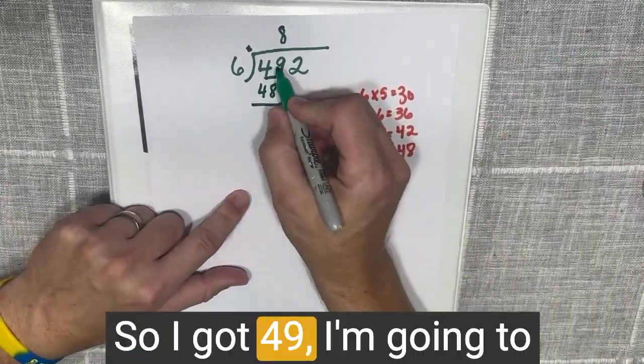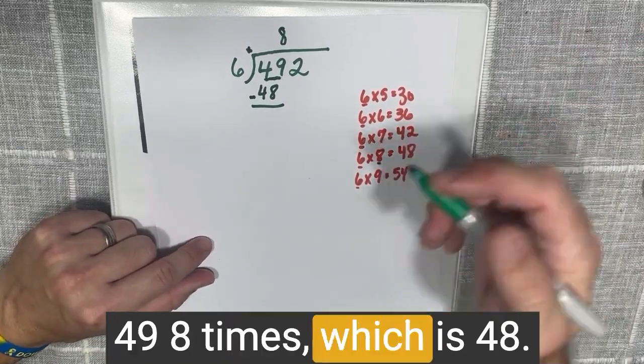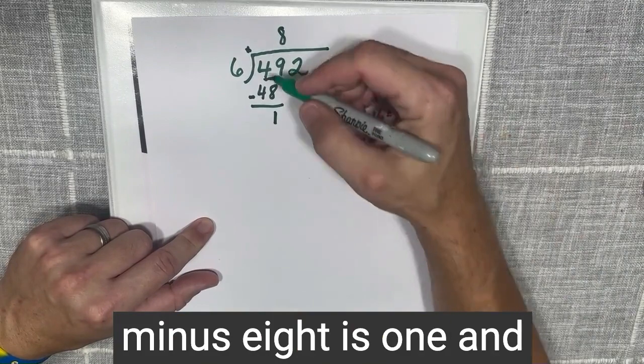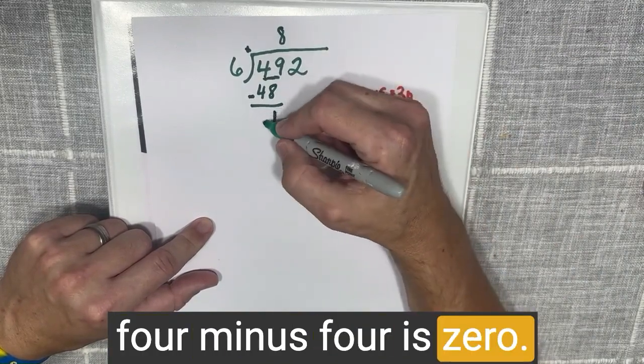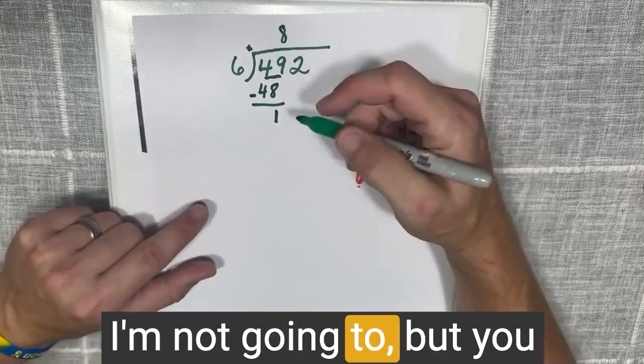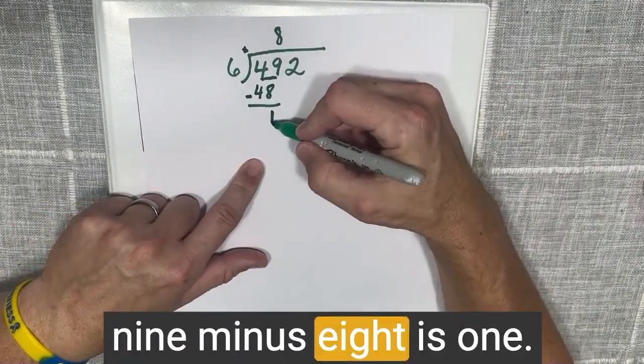Okay. So I got 49. I'm going to subtract the 48 because we said that 6 goes into 49 8 times, which is 48. When we subtract, 9 minus 8 is 1, and 4 minus 4 is 0. Okay, you can decide, you can write the 0 if you want. I'm not going to, but you could put a 0 there. So after we do that, so I said 9 minus 8 is 1.